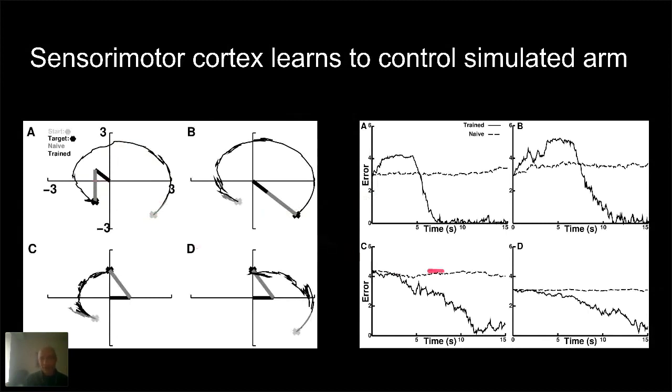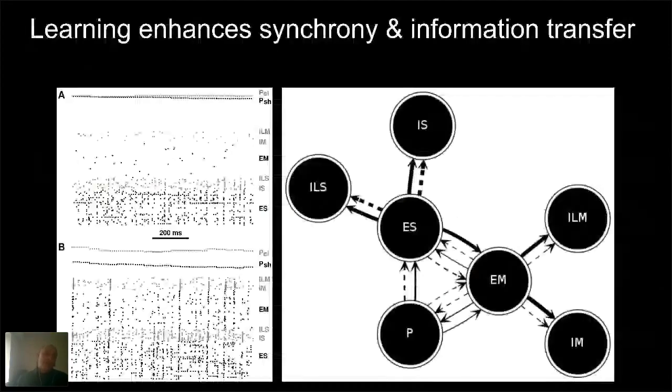And then compared to the naive network, this is the error in the movement. So the naive network, which doesn't have any training, stays basically at a high level of error, but the trained model is able to reach towards the target that it was trained for. So that shows kind of a first case that was effective in using this paradigm to train these models. And then once we have the network that was trained, we can look at the dynamics and try to understand what it contributes to function.